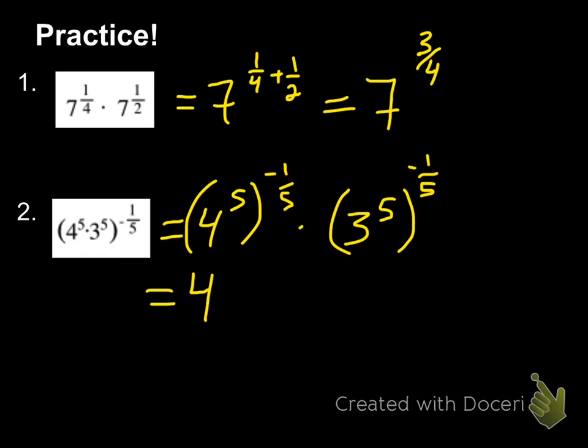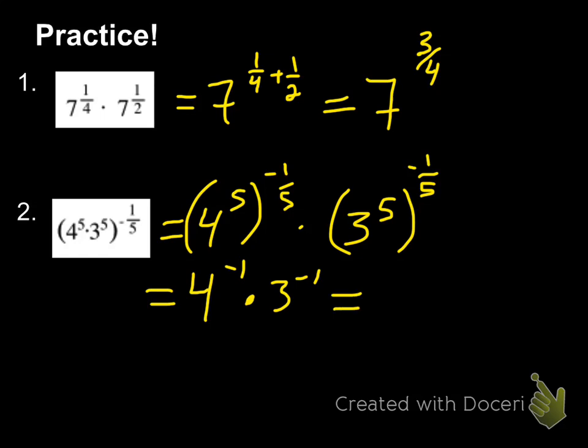If I have 5/5, that's 1, right? So this is raised to the negative 1 times 3 to the negative 1. Any questions on that step?